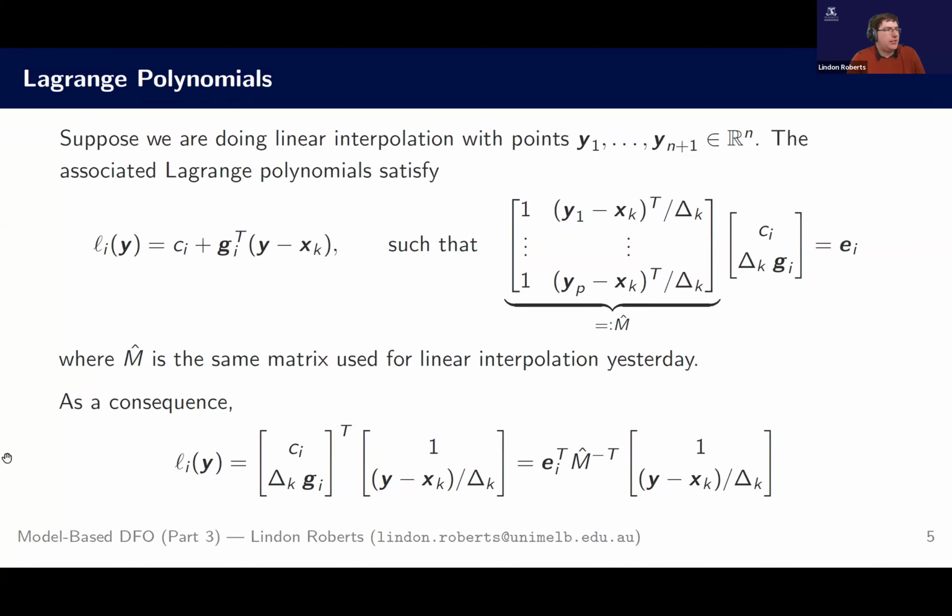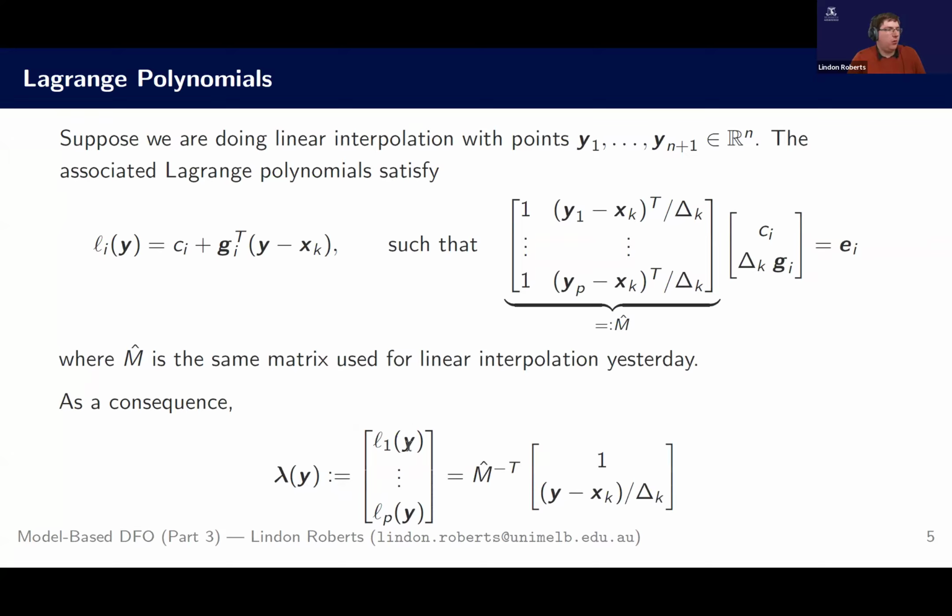As a result, a nice thing we can say is that if we want to evaluate all the Lagrange polynomials at a given point, we can solve this linear system here, where M hat is our interpolation matrix. So one way of evaluating the Lagrange polynomials is to solve for all the Ci's and the Gi's, and then you can evaluate them at y. But if you only need the Lagrange polynomials at a specific point, then you can get all of those values by solving one linear system rather than solving for each of the polynomials directly. So this is a shortcut if you don't need the individual coefficients and you just need the vector of Lagrange polynomial values.